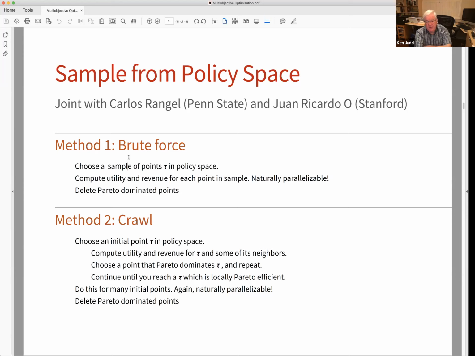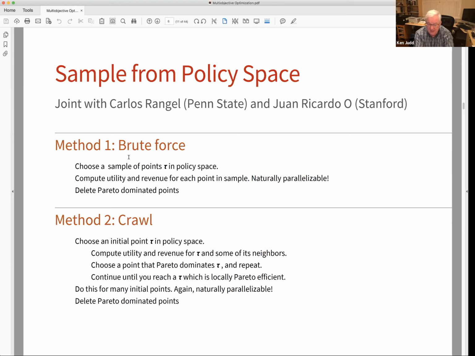There are some other applications of this, with some other people, where we had billions of points. But because it's naturally parallelizable, you can relatively easily gather up the data. Basically, what is revenue and what is utility at each tau? You generate that using massive parallelism. You collect those points, and then sweeping out the Pareto dominated ones is easy.